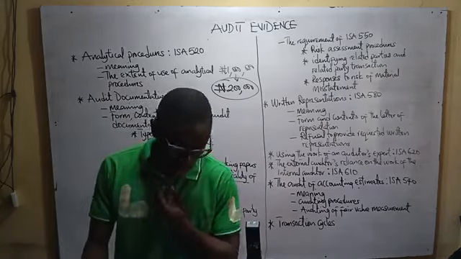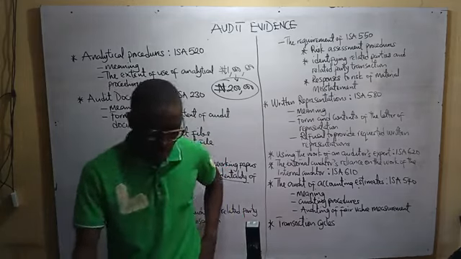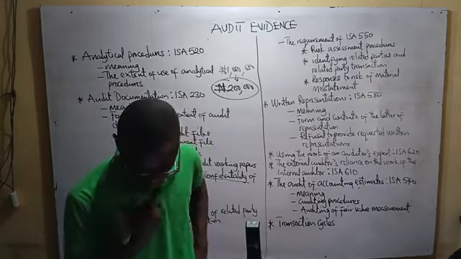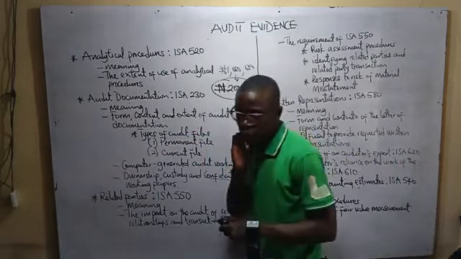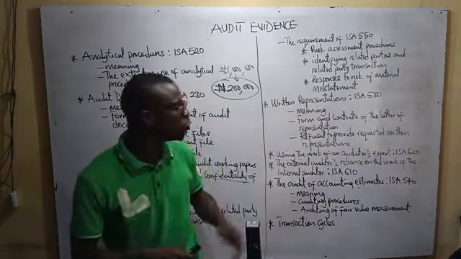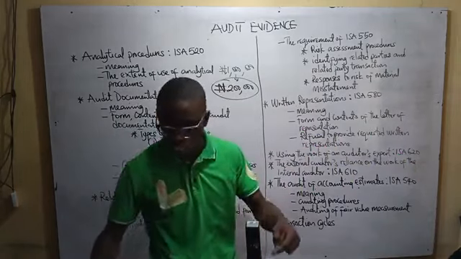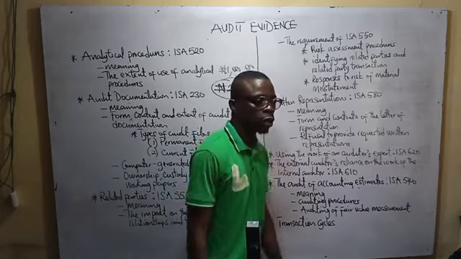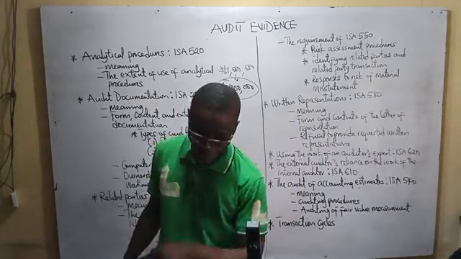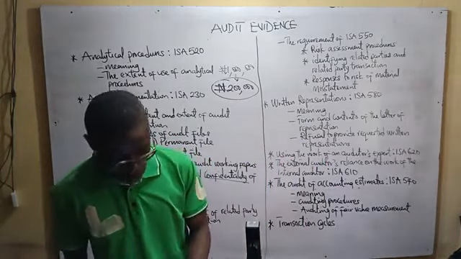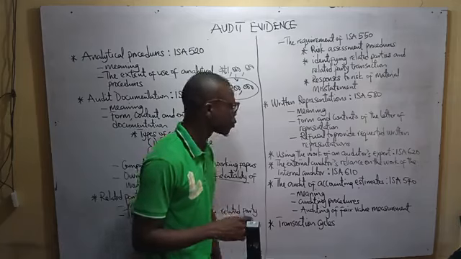Lastly, they said, take appropriate action. How do you take appropriate action? You consider the effect of that refusal to provide written representation on your audit report. Are you getting what I'm saying? You consider the effect on your audit report. Any question?